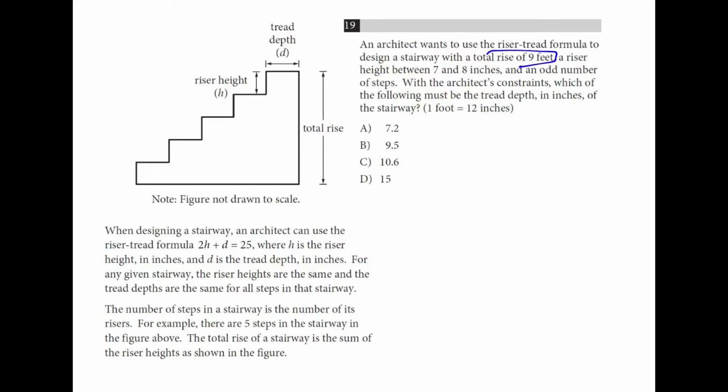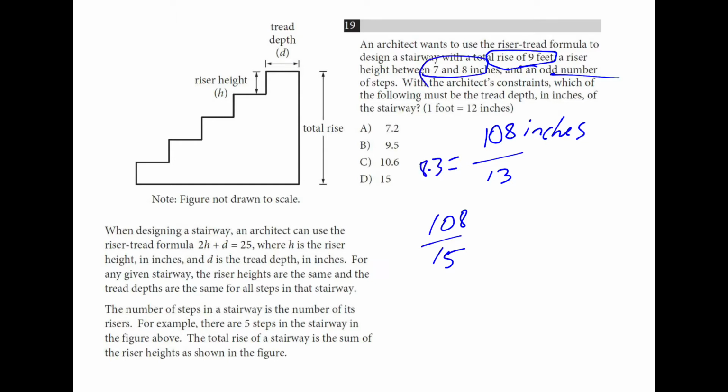So if we take this total rise of 9 feet and convert that into inches, that's 108 inches. We have to have an odd number of steps. So if we divide this by 13 or by 15, with 13 we get 8.3, which is outside of this range. But if we have 15 stairs, they are 7.2 inches each.